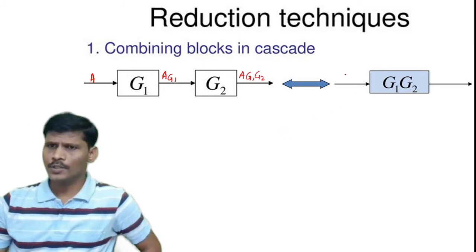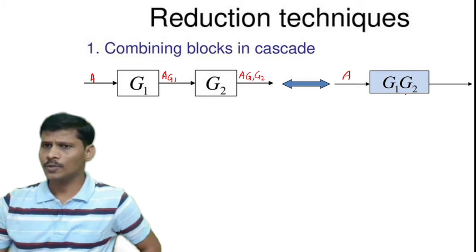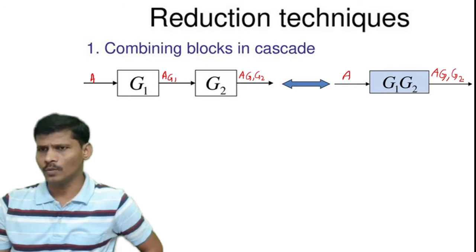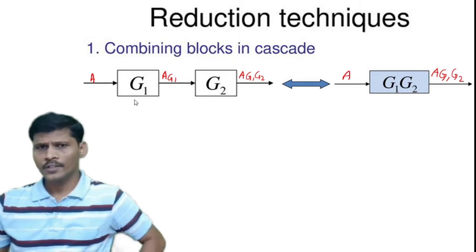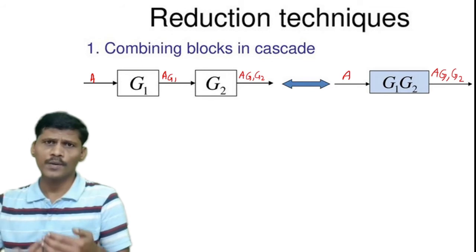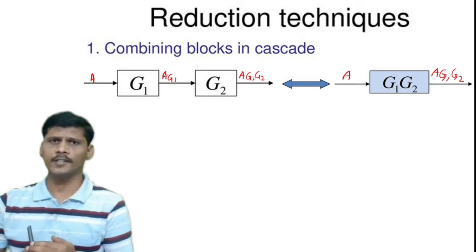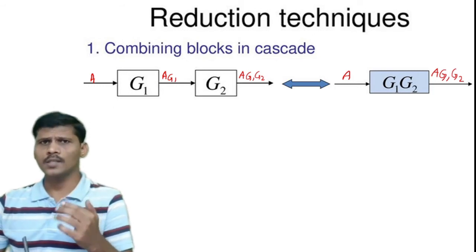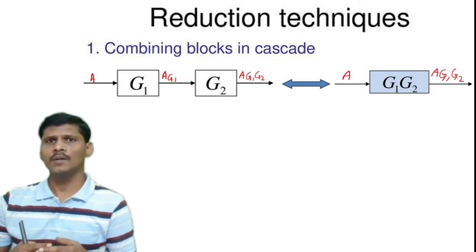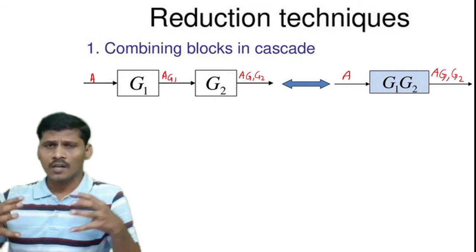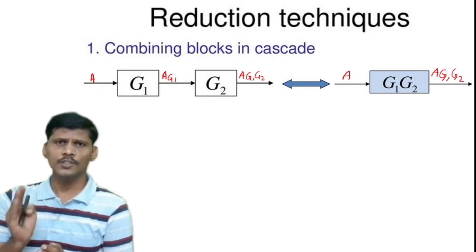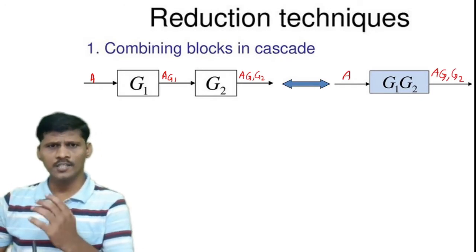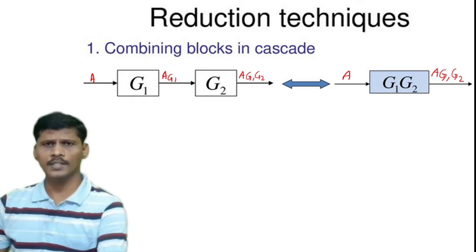Here also the input is A, this input is passing through this block, and the output of this block is A into G1 G2. In this diagram and in the previous diagram, the output is the same. So, reducing the cascade connection simplifies the blocks. If two or more blocks are connected in series form, those series blocks are represented as a single block, which is the multiplication G1, G2, G3 and so on. That is rule 1, combining the blocks in cascade.